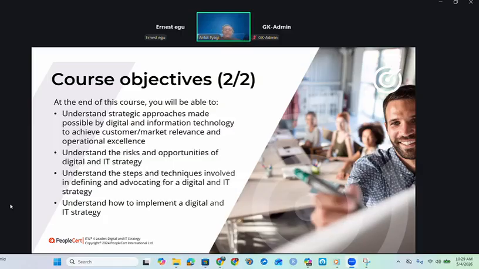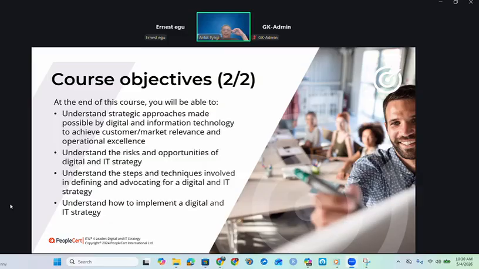Understand the steps and techniques involved in defining and advocating for digital and IT strategy. How do you advocate for digital and IT strategy? One of the key reasons is that we need to justify and advocate for digital and IT strategy within the organization. Why do we need to bring such a significant change within the organization is something that we need to work through.